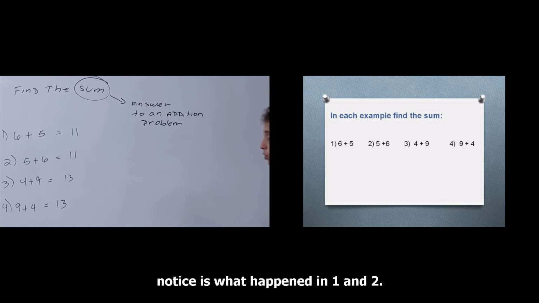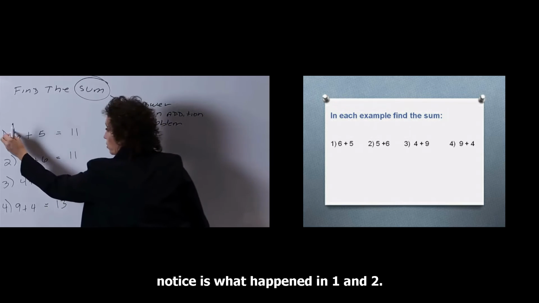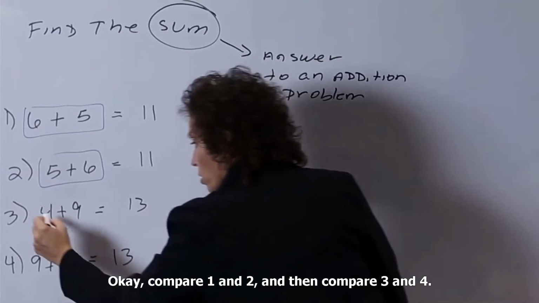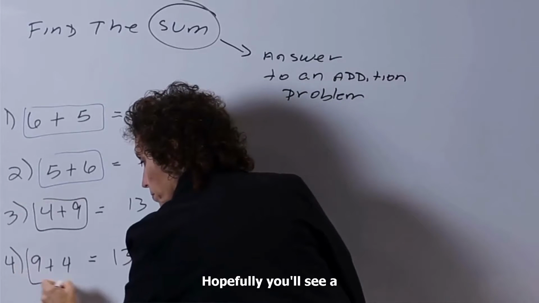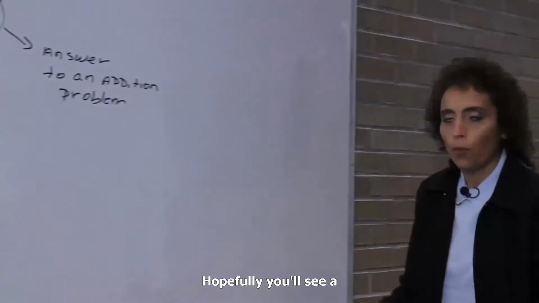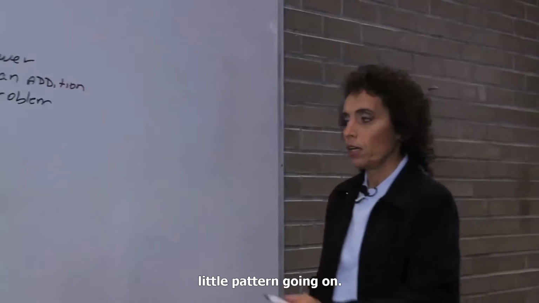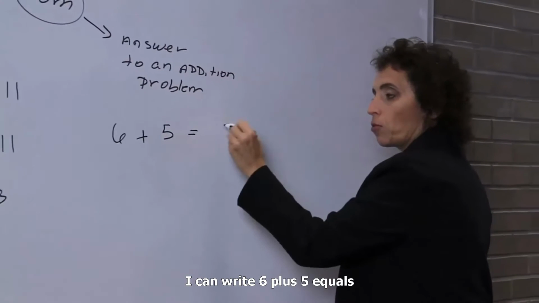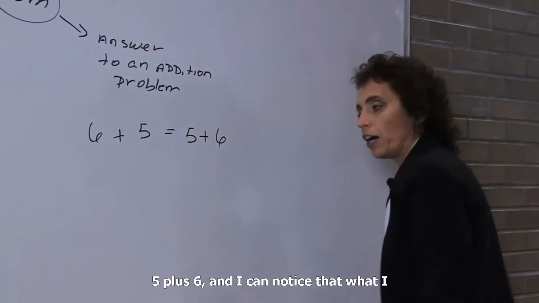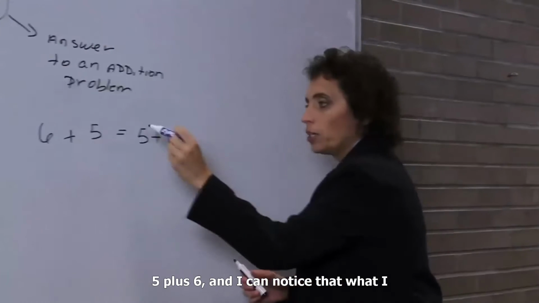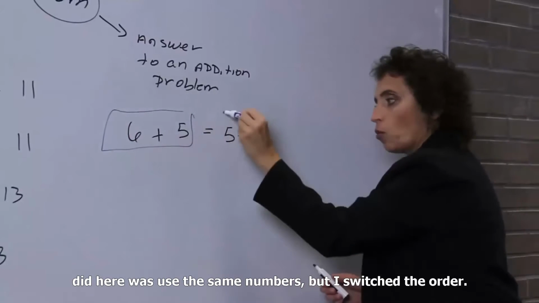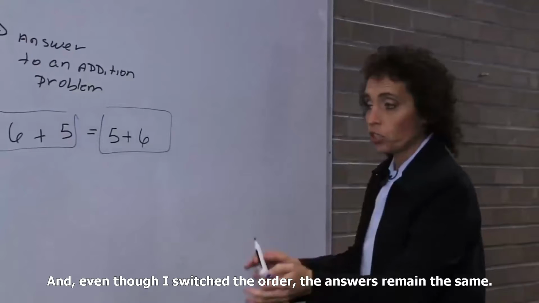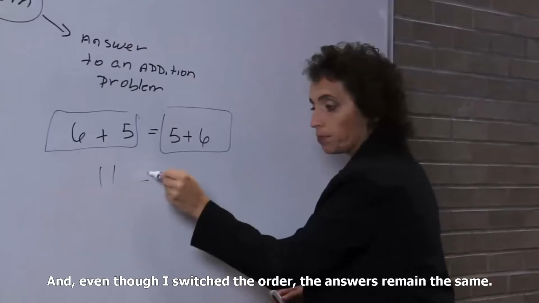Okay, what I want you to notice is what happened in 1 and 2. Compare 1 and 2, and then compare 3 and 4. Hopefully you'll see a little pattern going on. I can write 6 plus 5 equals 5 plus 6, and I can notice that what I did here was I used the same numbers, but I switched the order. And even though I switched the order, the answers remain the same.